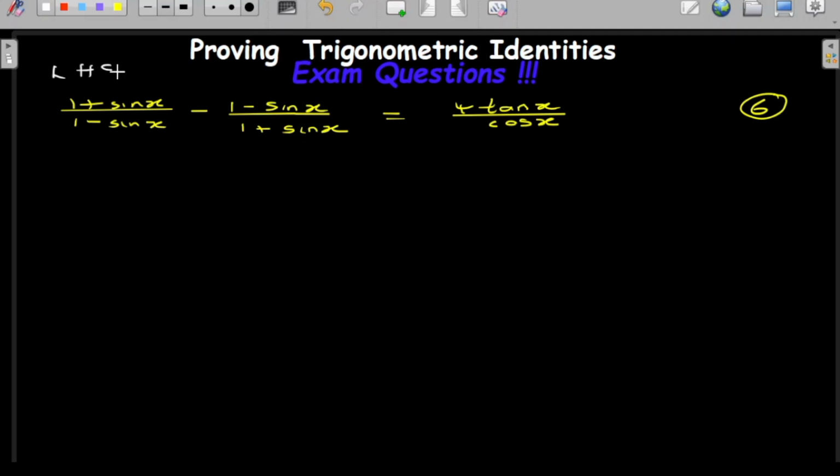So in this video we are going to be solving a trigonometric identity, grade 12. The first thing that you gotta do is label your left hand side and your right hand side, right? In this case, we were given (1 plus sine x) over (1 minus sine x) minus (1 minus sine x) over (1 plus sine x), and it was equal to 4 tan x over cos x.